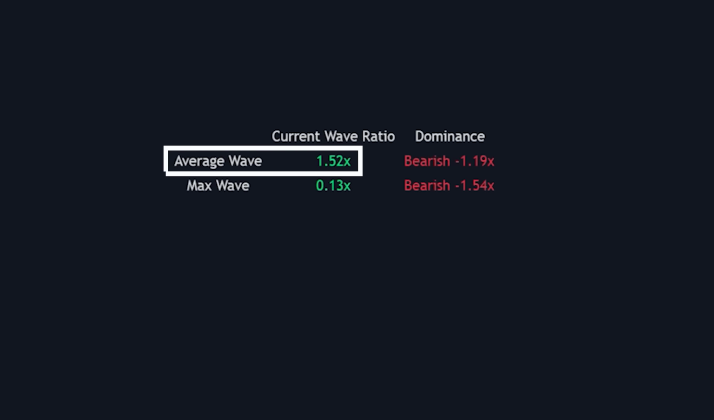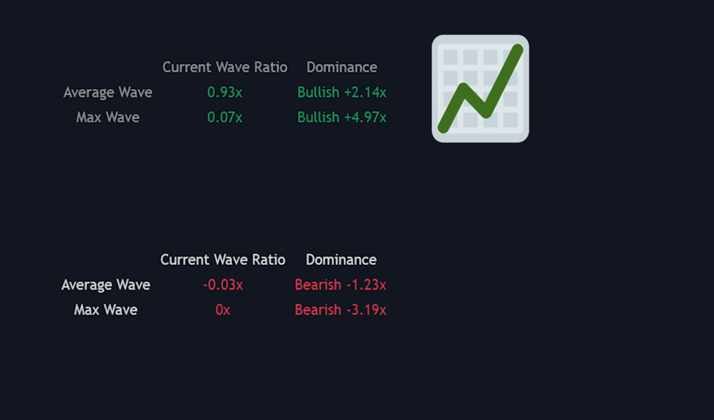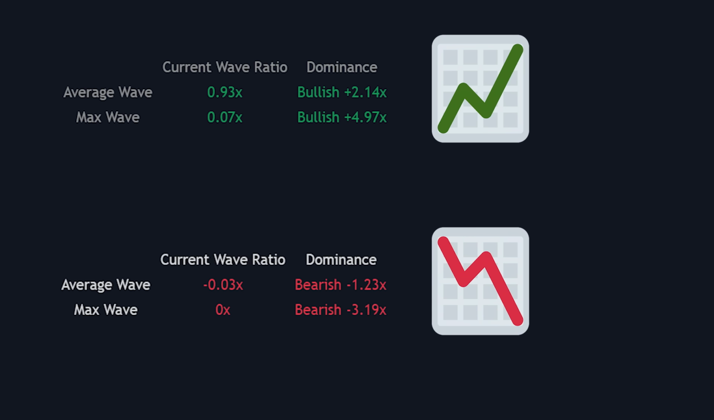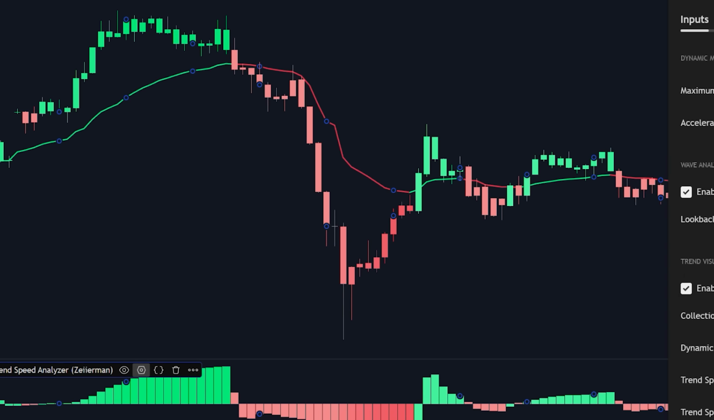When this value goes over 1, it's telling you that the current move is stronger than historical averages. In other words, the trend might be gaining steam. The table also shows you something called dominance, which tells you whether the bulls or bears have been in control. Positive values suggest bullish dominance, while negative values point to bearish control. You can even have the indicator color code your candlesticks based on the trend for another layer of visual confirmation.